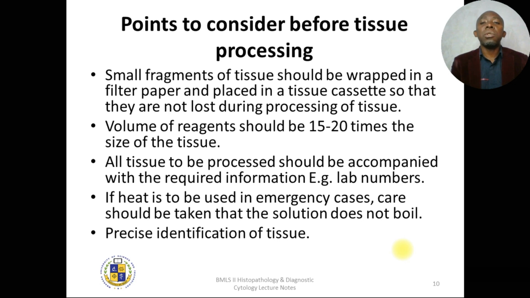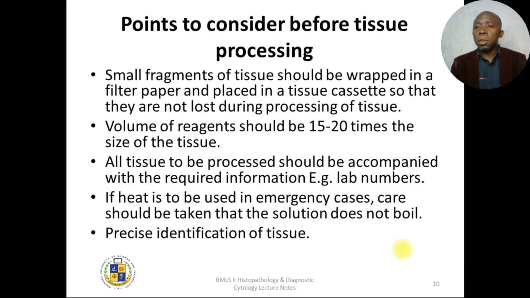So these are points we need to consider before carrying out tissue processing. Number one, we need to consider the size, and we appreciate that small fragments of tissue should be wrapped in filter paper and placed in a tissue cassette so that they do not get lost during tissue processing.